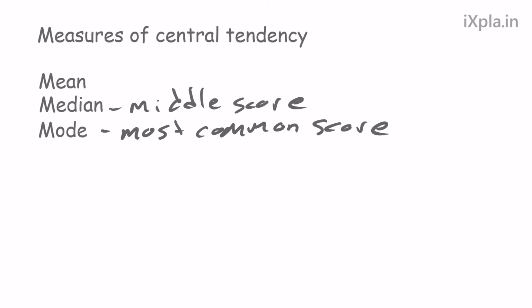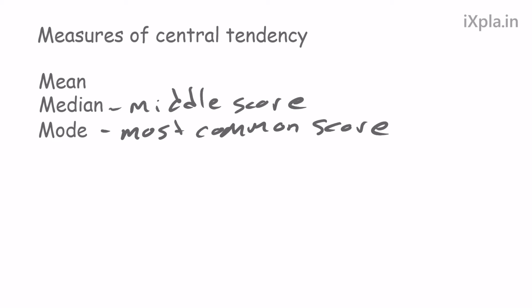If there's an odd number, that's easy. You just find the number that is in the middle. It has the same number of numbers on the left and the same number of numbers on the right. That middle score, whatever it is, is the median. If there's an even number, you find the two scores in the middle, and halfway between those two middle scores is going to be the median.